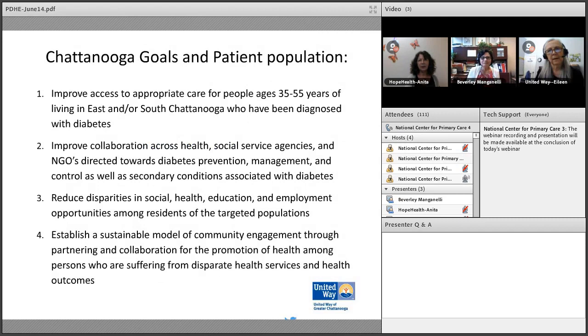Thank you, Beverly. Now, Eileen, can you share a little bit about Chattanooga and what your team set out to do? Sure. Helen Pinkerton with the Dotson Avenue and Southside Community Health Clinics and I had served on the Preventative Health Committee prior to this initiative.